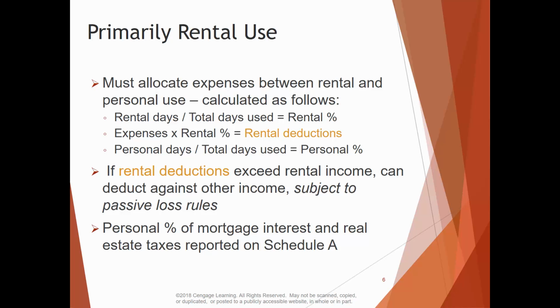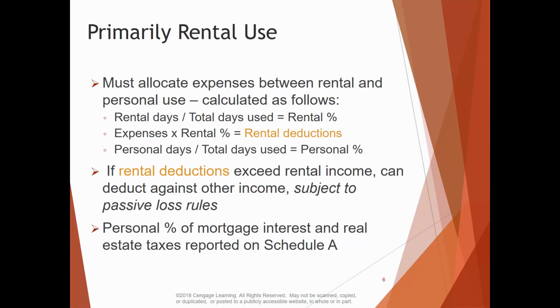If it's primarily rental, you're going to allocate your expenses between an A and an E. And it's based on this calculation here. It's just an allocation of the number of days. So for example, here together, I used it 210 days in total. So 60/210ths is going to be personal, and 150/210ths is going to be rental.